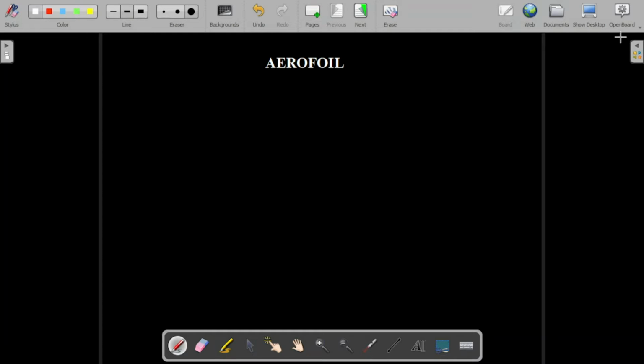So first we'll start with the definition of an aerofoil. An aerofoil is any part of the aircraft which converts the air resistance into a force useful for the flight, that is a lift force, is called an aerofoil.